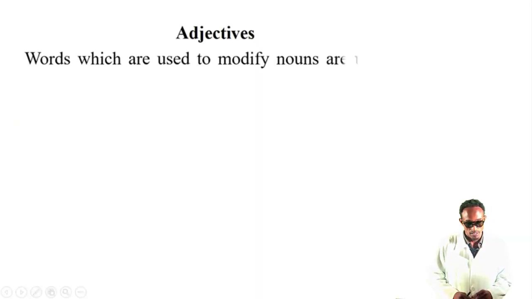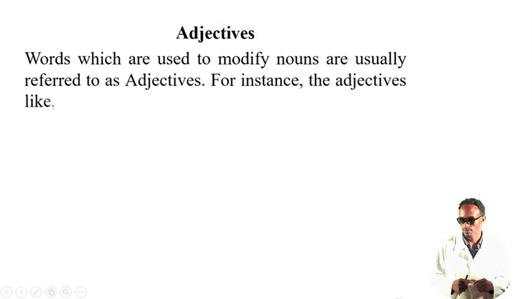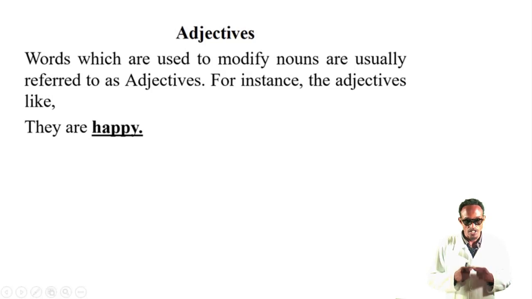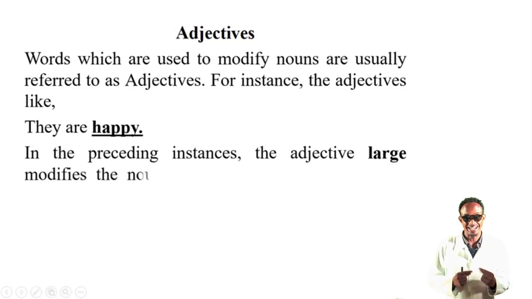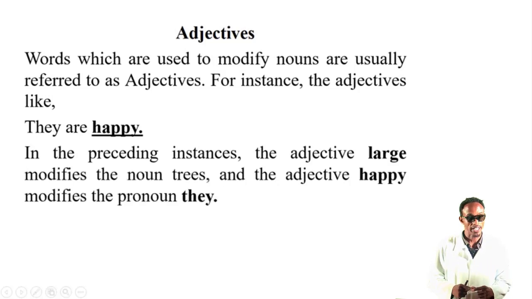So students, what is an adjective? A word which is used to modify nouns is usually referred to as an adjective. For instance, in the sentence "They are happy," happy is an adjective describing the pronoun they. In the preceding sentences, the adjective large modifies the noun trees, and the adjective happy modifies the pronoun they.